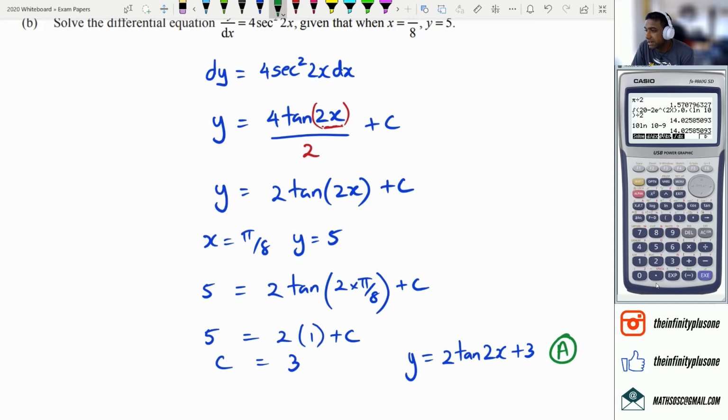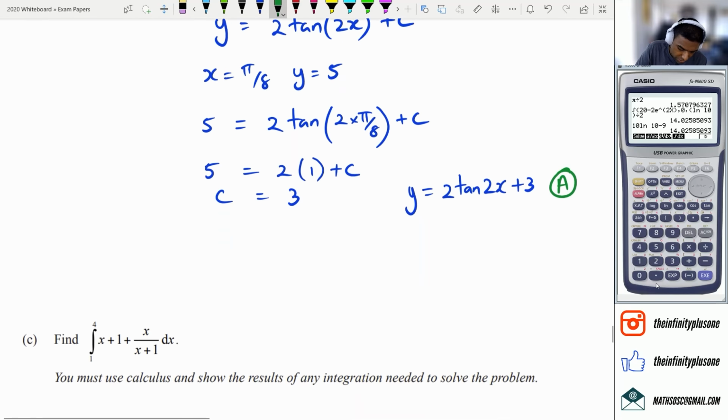question here. Now, if you just write down 2 tan 2x, and you get nothing else correct in this question 3, then you can possibly get an N2 for it. All right, but let's hope that we're not going to that desperate situation. Anyway, going to the next question, question C.